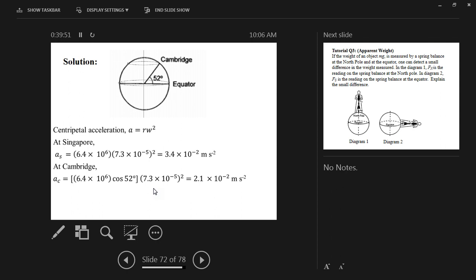One of the good strategies when you do a physics problem is to draw a diagram to help you visualize. In this case, if you were to draw the circular path taken by the student at Cambridge and at Singapore, you'll be able to see that the radius is different. And then from there, it is likely that you're able to solve it correctly.